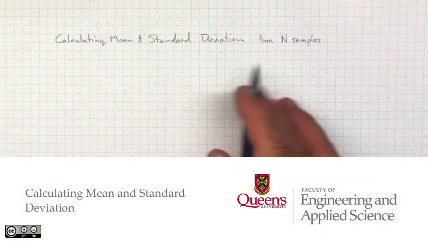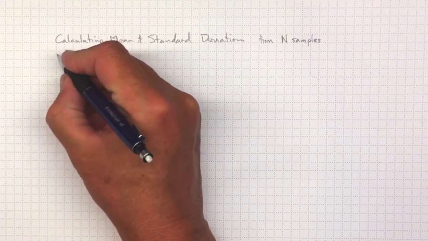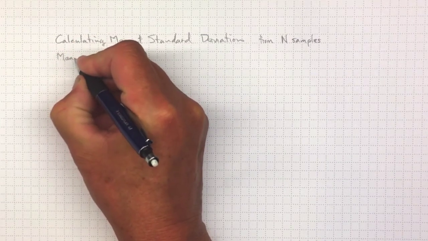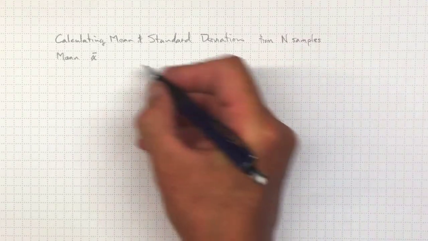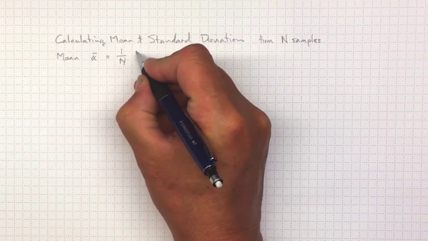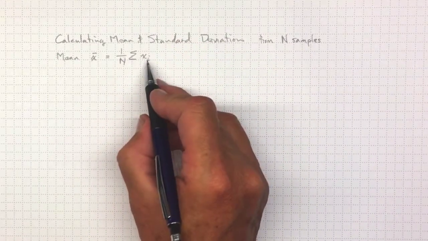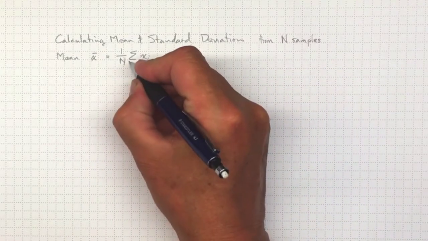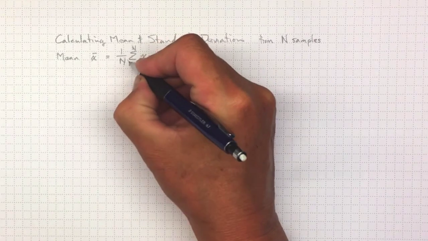We can calculate the mean and standard deviation directly from their definitions this way. So the mean, x bar of a set of n samples, is just 1 over n times the sum of all of the different values that x takes on in that n samples. So that's going from i equals 1 to n.